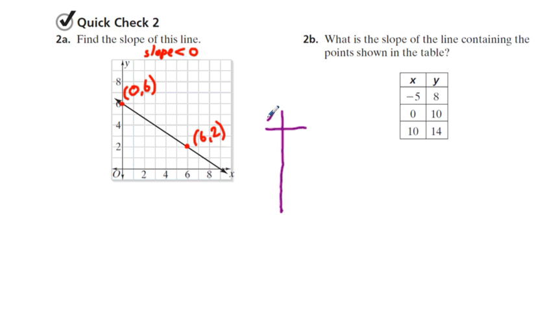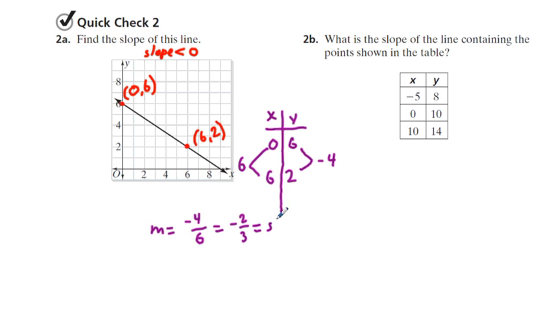We have the points 0,6, and then we have 6,2, and if we subtract on the right side, we have 2 minus 6, which is -4, and on the left side we have 6 minus 0, which is 6. So our m is going to be equal to -4 over 6, which is going to simplify to -2/3. So that's going to be our slope. And yes, we do have a negative number because the slope is less than 0.